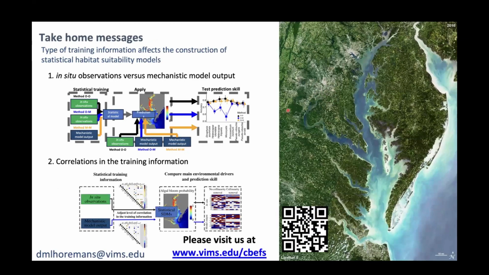And then take-home messages. This is my last slide. We looked at the type of training information and how this affects the construction of statistical habitat suitability models. And we mainly focused on two aspects. What is the effect of training your statistical model using in situ observations versus mechanistic model output? And what is the effect of correlations in your environmental training information? How does this affect your statistical model?